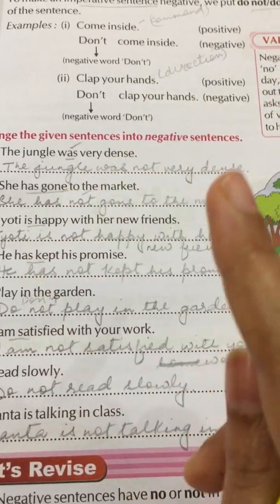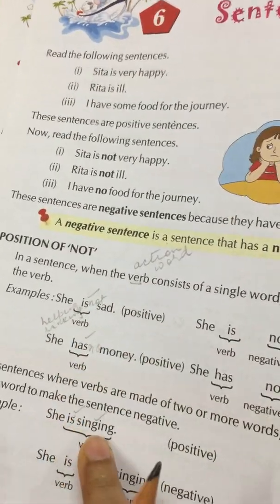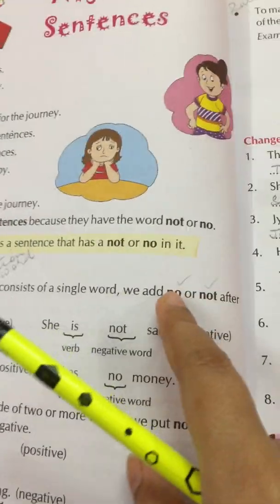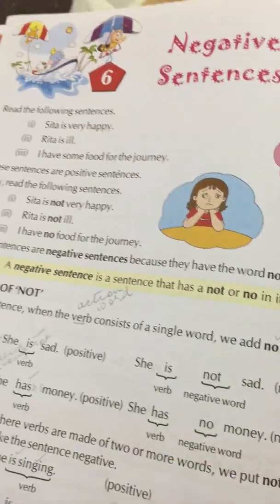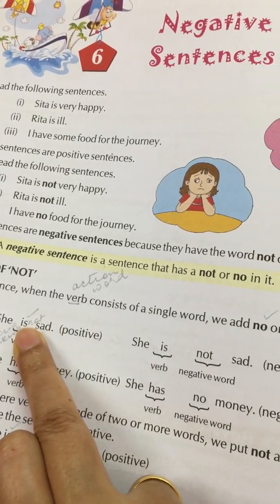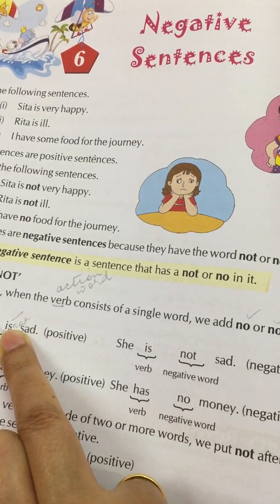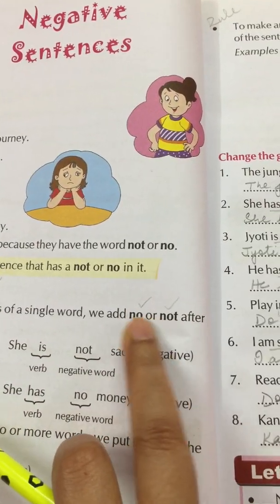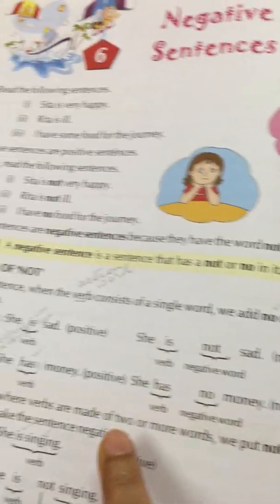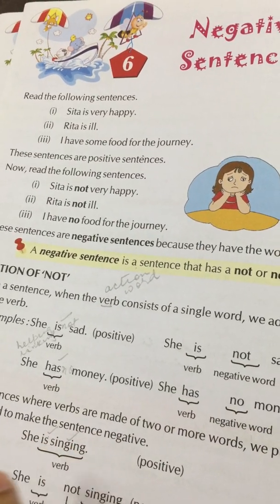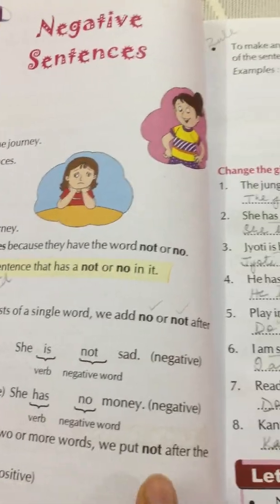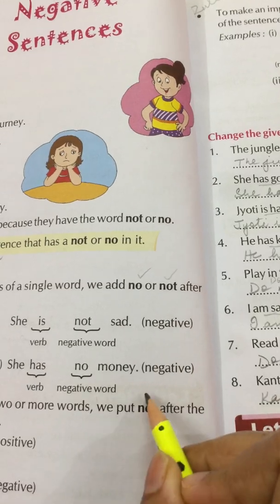Always after the first verb. Whether there is one verb, or two verbs, or more than two verbs, we will always put the negative word no or not just after the first verb. If there is one single verb, we will choose between the negative words no or not. And if the verbs are two or more, in that case we will choose the negative word not.